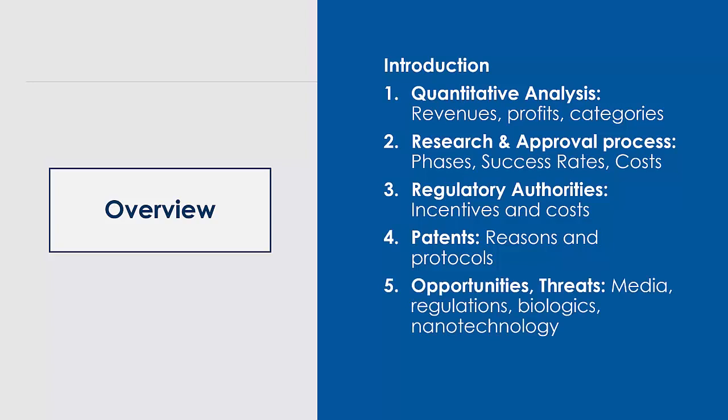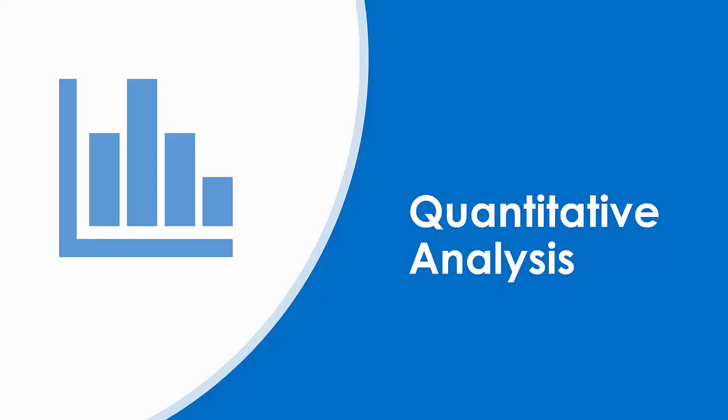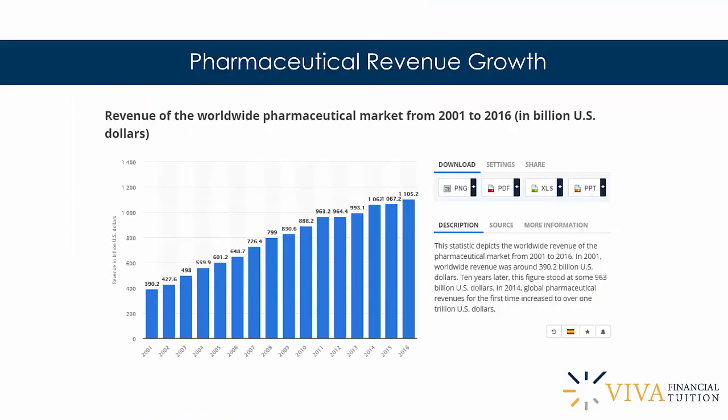Section 5 then, we're going to be looking at opportunities and threats within the industry and what a company like Novak might be looking at in terms of future developments and also future threats. We're going to look at the media, we're going to look at regulations, biologics, nanotechnology, and a few other items as well. And we'll finish up there. Okay, so let's get started on that quantitative analysis.